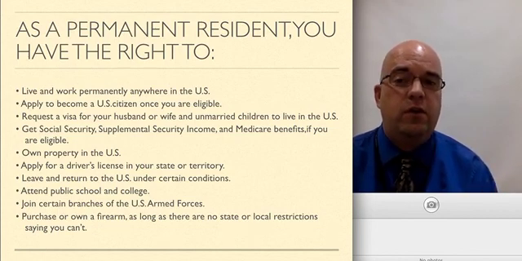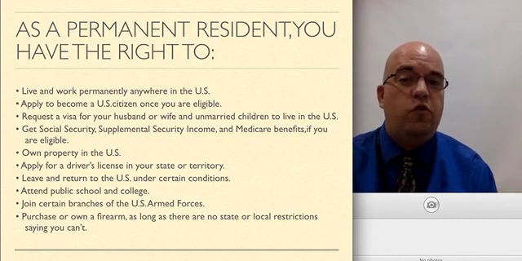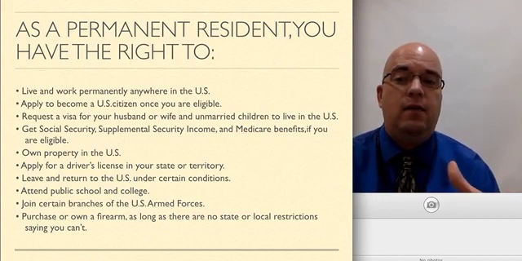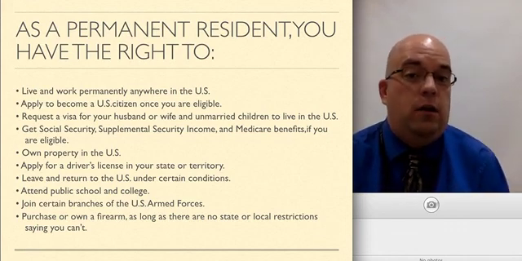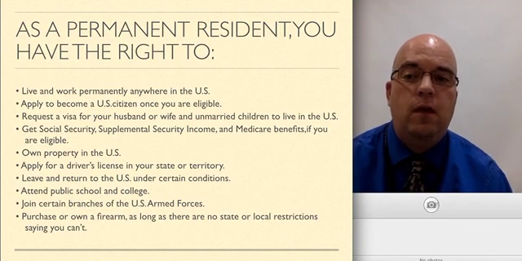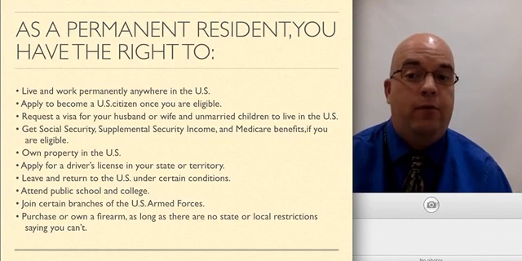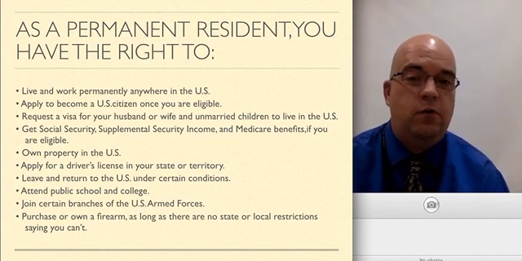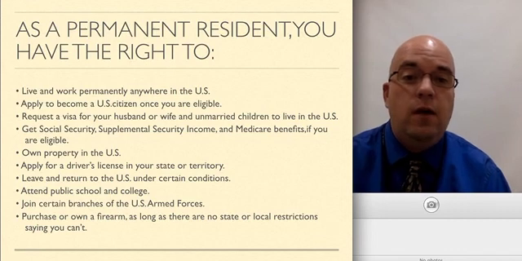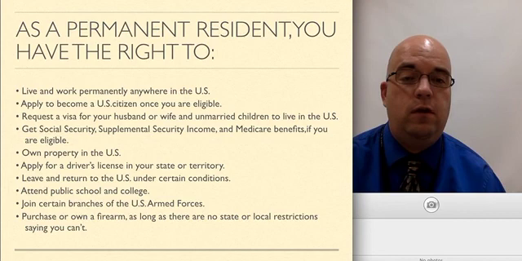You can get supplemental security income, like Medicaid benefits. These are all social safety nets that we have today for people who need assistance from the government. And again, as an immigrant, as a permanent resident, you have the right to apply if you're eligible for these resources. You can own property in the U.S., so you can buy a house, you can buy a car. You can apply for a driver's license in the state or territory that you live in. You can leave and come back under certain conditions. So you can go back home and visit family members if you need to, and then come back and still be okay as a permanent resident.